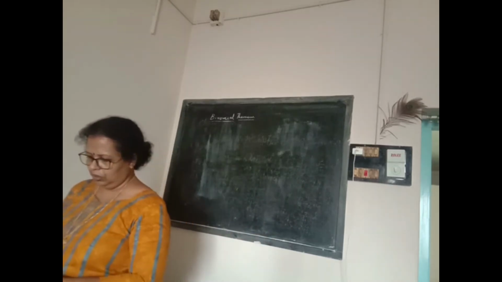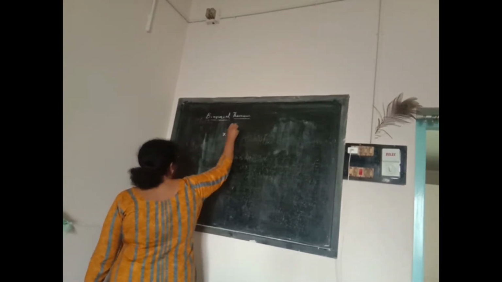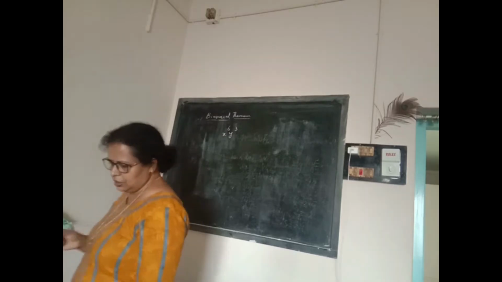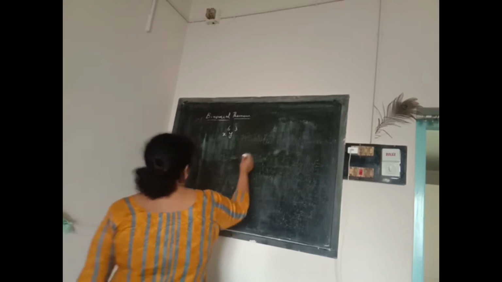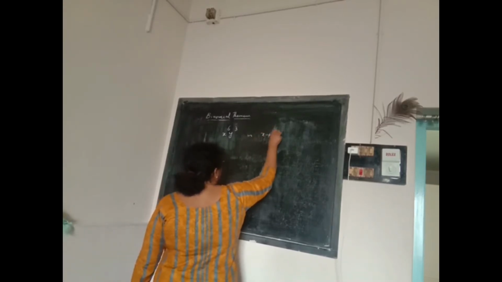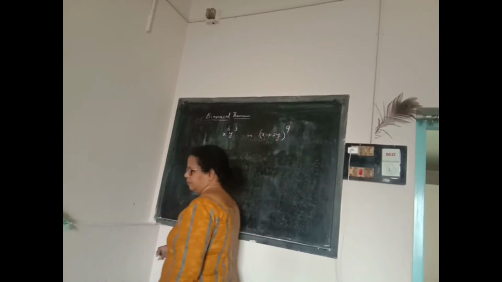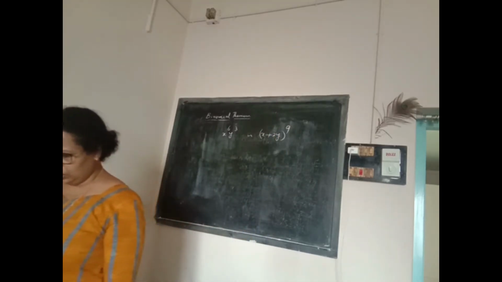Find the coefficient of x raised to 6 by y cube in the expansion of (x + 2y) whole raised to 9.